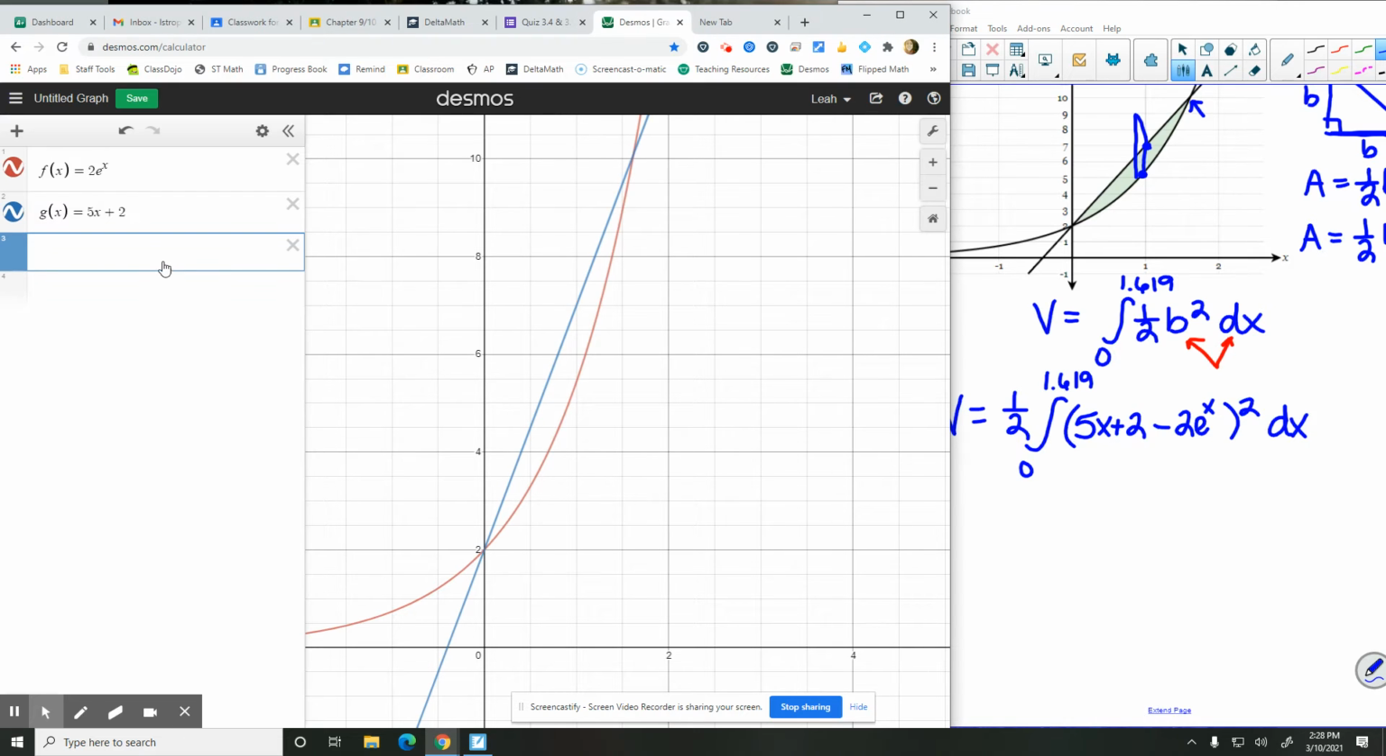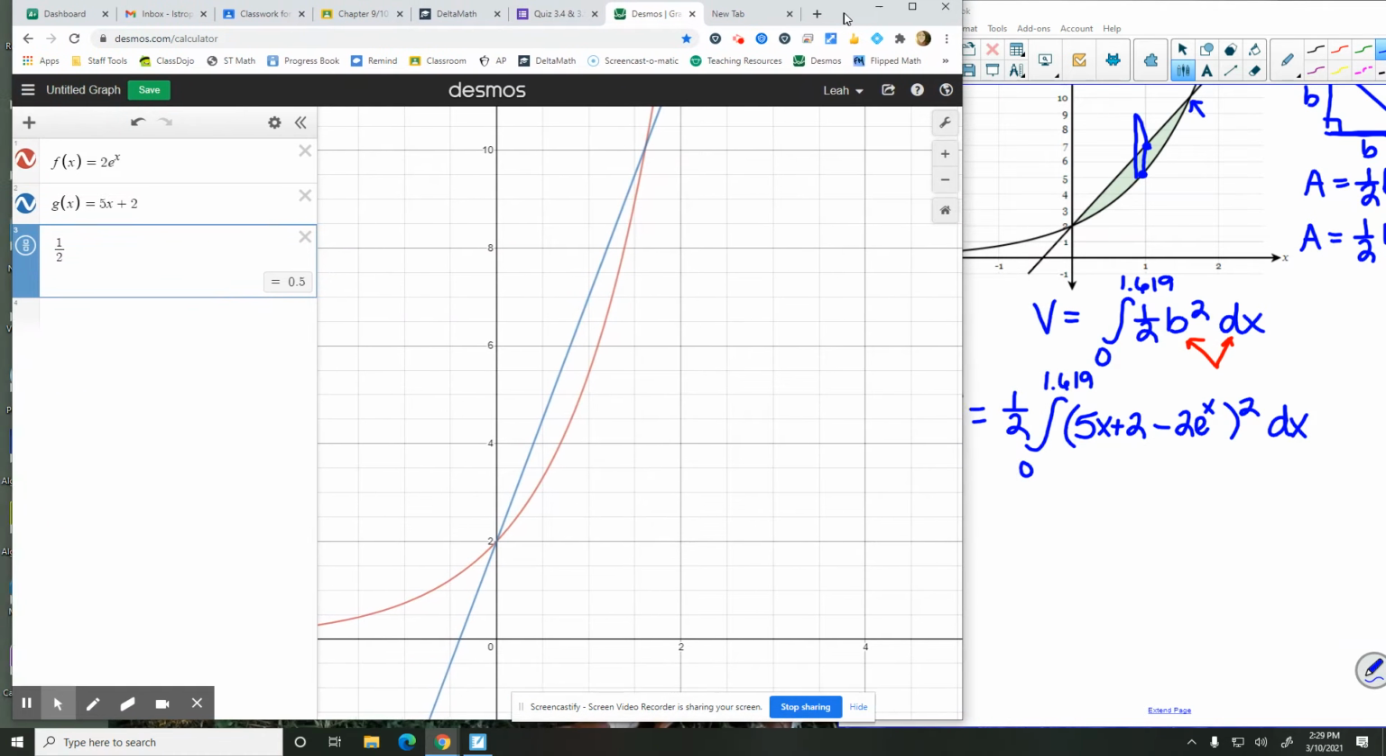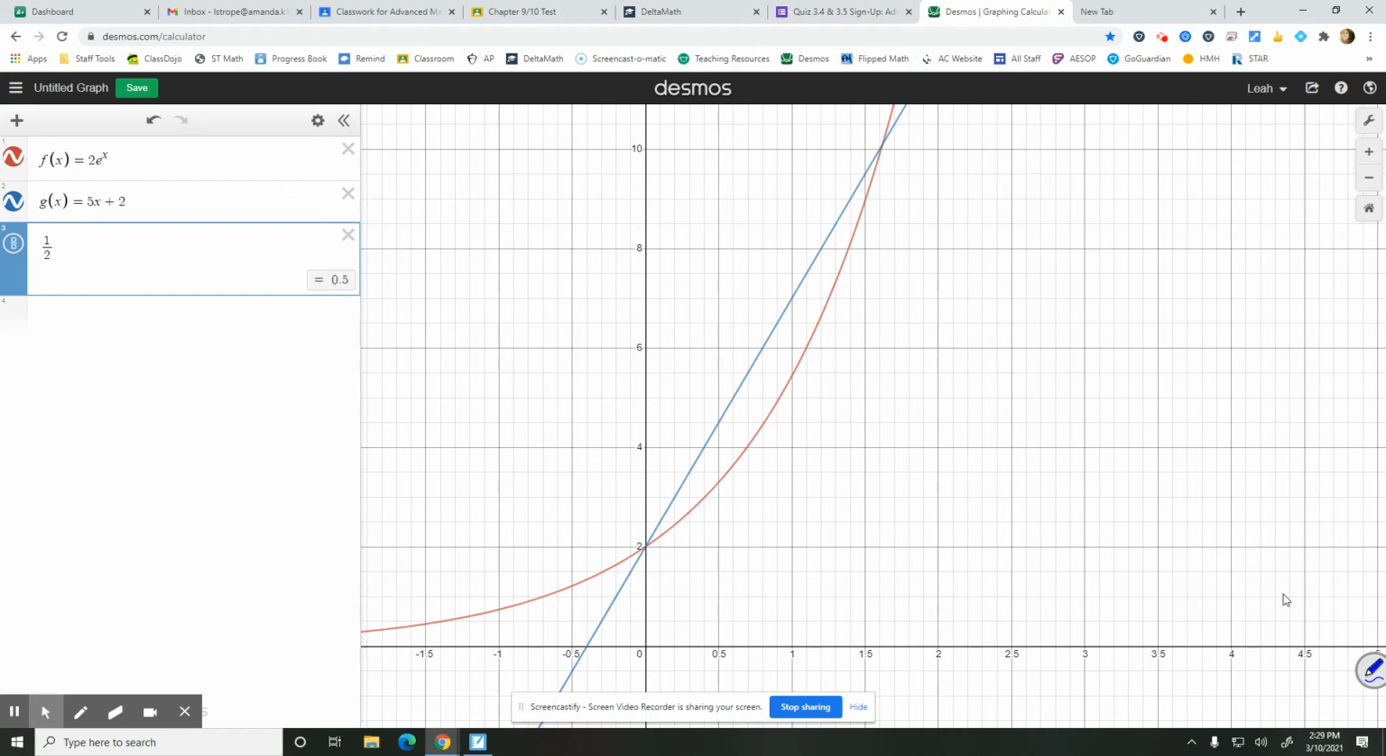In Desmos, you don't need the volume part, but you are going to need 1/2. You go to your little calculator down here. Get to my little calculator. Hold on.